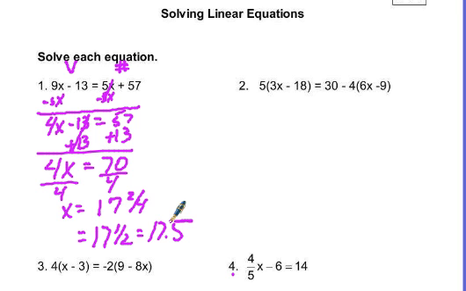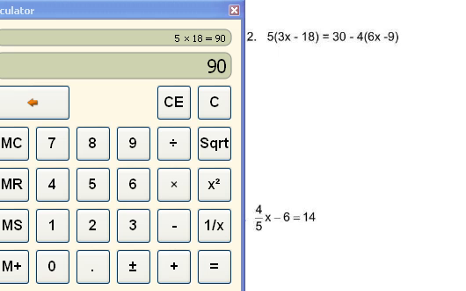All right. Now, to check that, you could take that 17.5 in your calculator, and you should get the same thing on both sides. So if you do 9 times 17.5 minus 13, you'll get a number. And then go back and do 5 times 17.5 plus 57, you'll get a number, and those numbers should match. If they don't, you've done something wrong. Okay, let's go back.